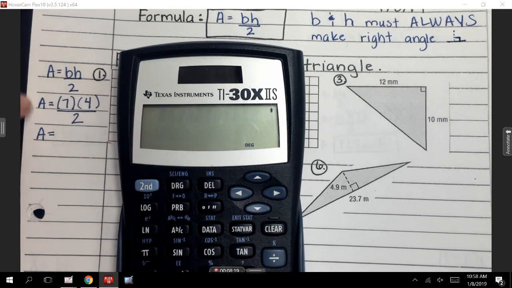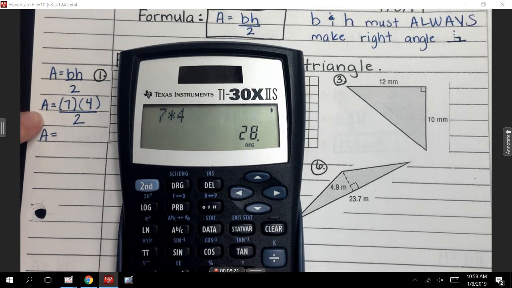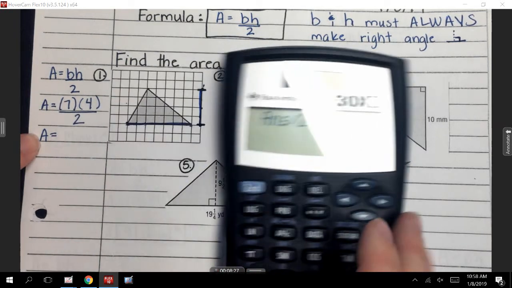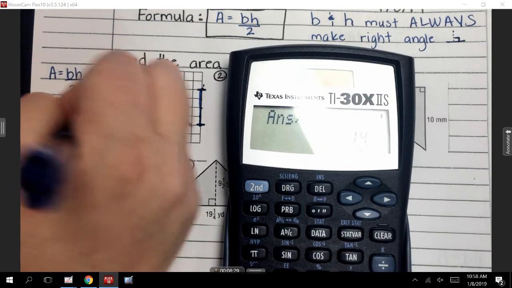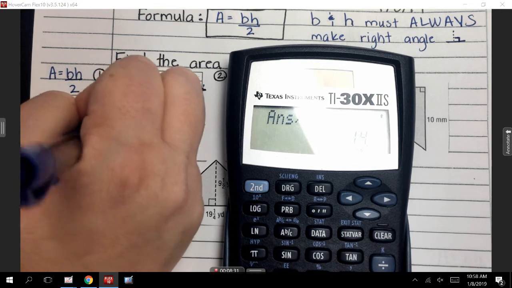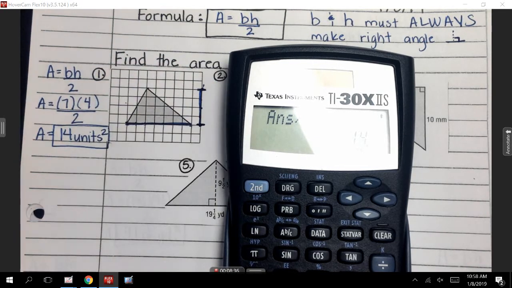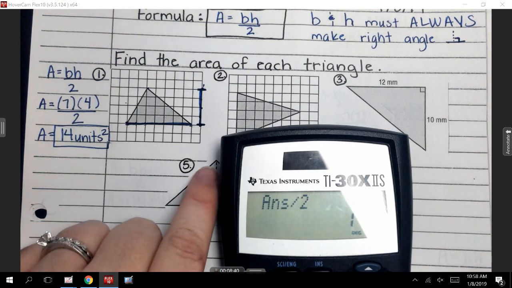No. So again, just to show you one more time, it's 7 times 4 equals, that gives me 28. Then we hit divided by, so now that answer is 28 too, and I get 14. And we're going to write units, because it's a graph, squared. All right, and we did some of the graphs yesterday, so I'm kind of going a little quickly, okay? All right, but I wanted to show you that the calculator keeps track of what you're doing.